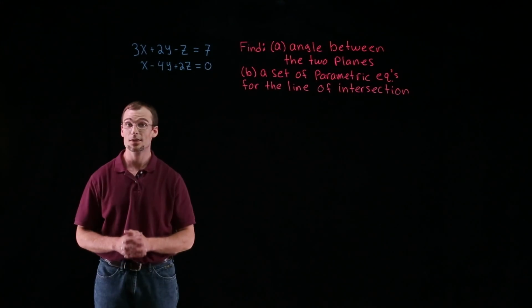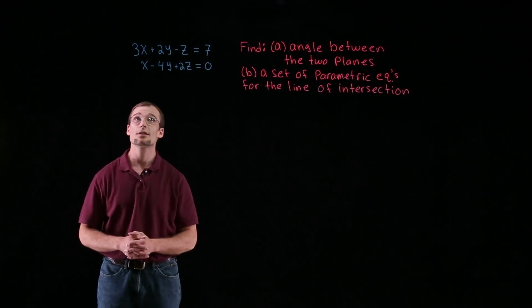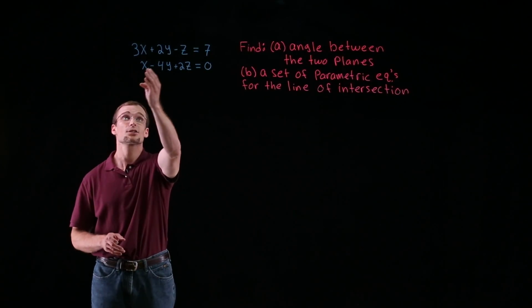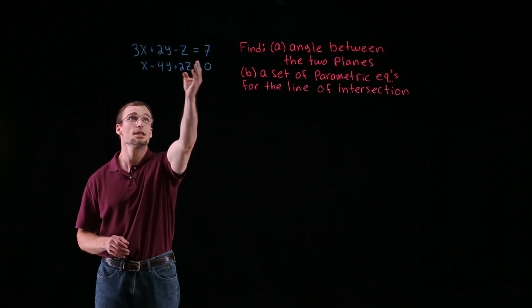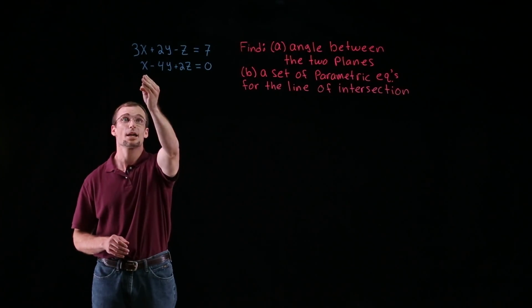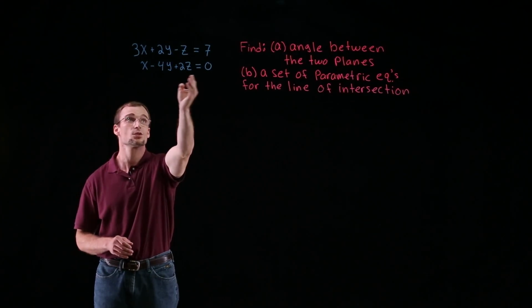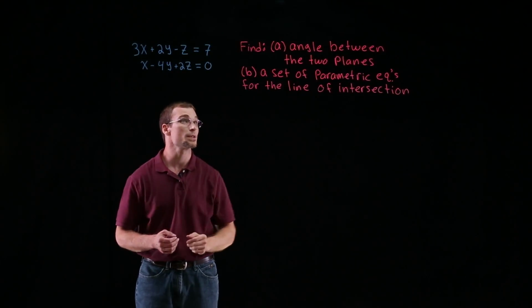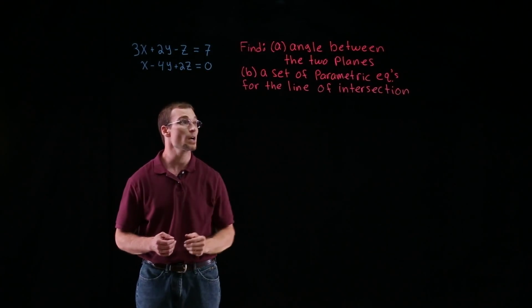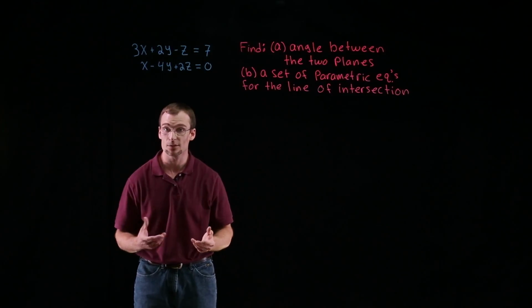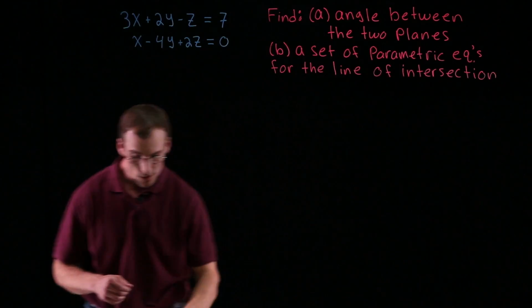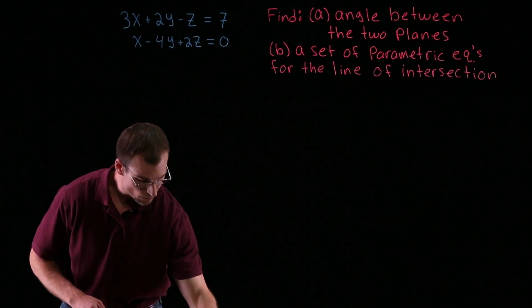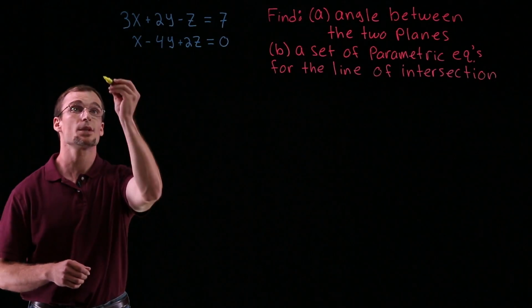Hello everybody, I'm Adam. In this problem, for the planes given by our two equations, 3x plus 2y minus z equals 7, and the plane given by x minus 4y plus 2z equals 0, we're going to be finding, for part A, the angle between the two planes, and then B, a set of parametric equations for the line of intersection of the two planes. So let's start with part A, finding the angle between the two planes.